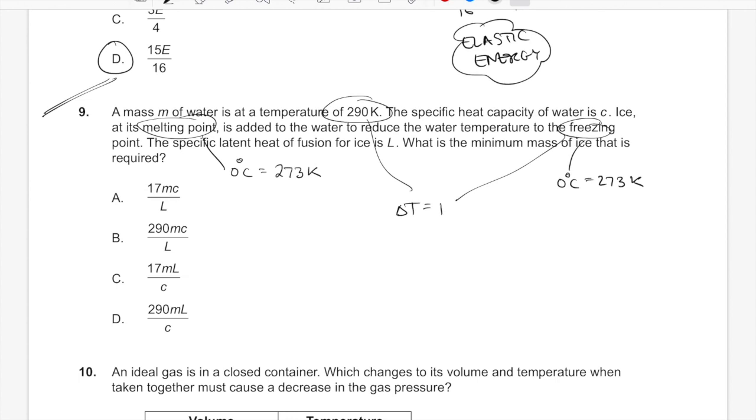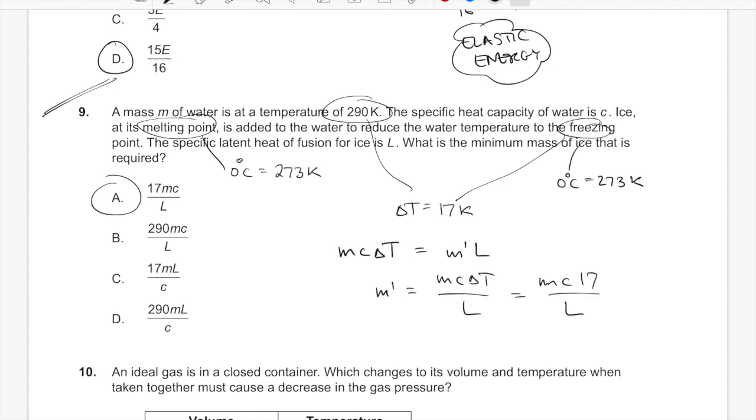And the temperature change is 17 Kelvin for the water. So we're going to use the mc delta T equation to express the energy that the water has to lose and give to the ice that is melting. And we know that the energy that goes to melting a certain amount of ice is m prime L, L being the latent heat of fusion. So the minimum mass of ice is the m prime we can isolate, and we get mc times 17 over L, which is A. And that's a calorimetry question.